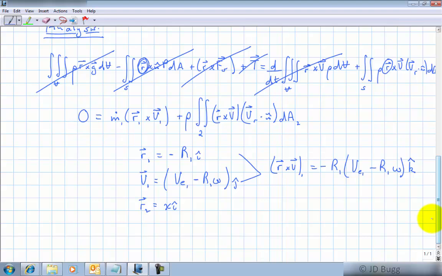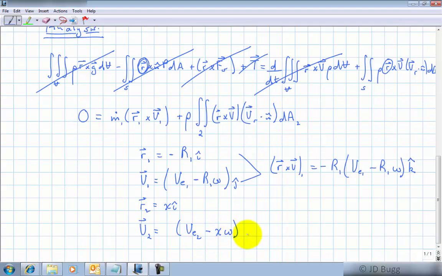Now v2, the velocity of the fluid as it crosses our control surface at that exit 2, is going to be v exit 2, which plays basically the same role as this. That's the velocity of the fluid relative to the nozzle itself, or relative to the exit at 2, but then we have to subtract x omega. Notice that x is a variable.